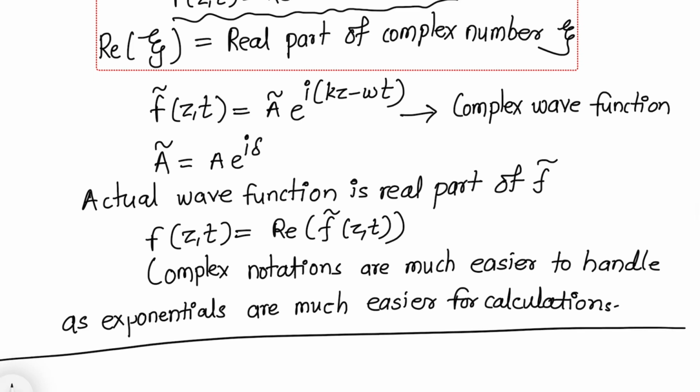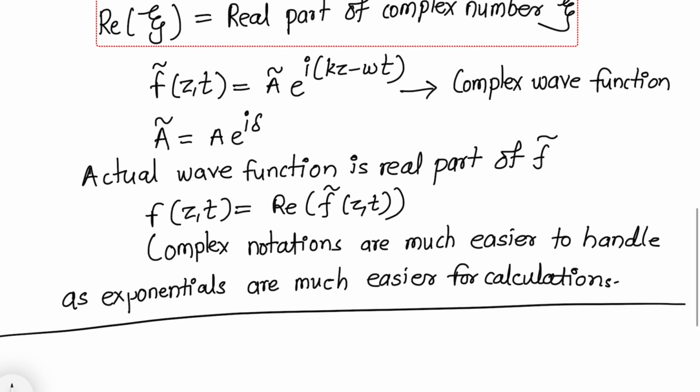f̃(z,t) = Ã e^(i(kz - ωt)), which is a complex wave function, where Ã = A e^(iδ). So we have absorbed the wave phase constant into the amplitude. The actual wave function is the real part of f̃, which is this. Now, complex notations, why are we using this? Because complex notations are much easier to handle, as exponentials are much easier for the calculations.